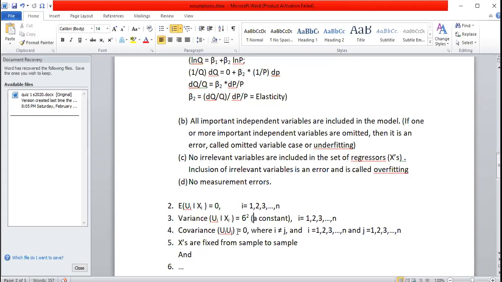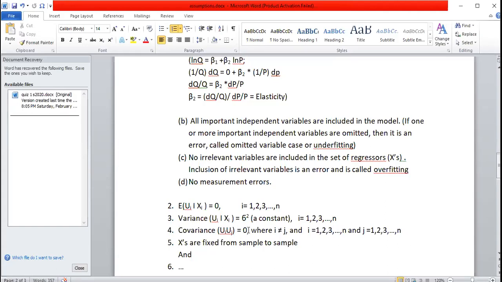How about their covariance? Covariance is telling you whether one is dependent on another. The covariance is 0. That means they do not depend on each other. They are independent. See, so it's a very weird assumption. People criticize these assumptions.